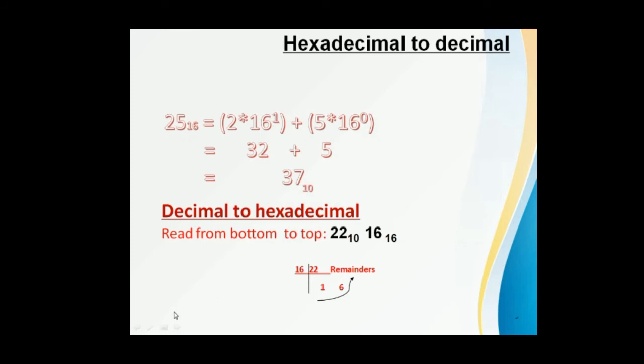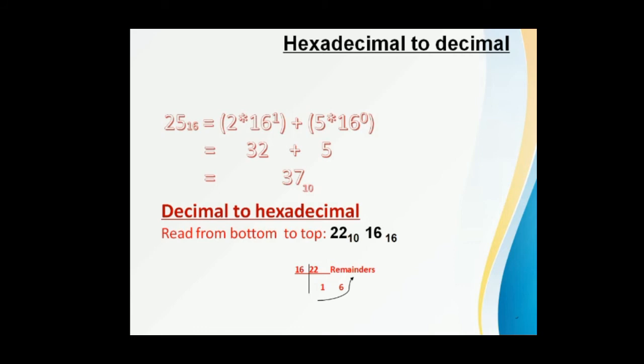To convert a hexadecimal number to decimal, for example 25 base 16, we have to multiply 2 into 16 to the power of 1 plus 5 into 16 to the power of 0. The answer will be 37. To convert decimal to hexadecimal, we have to divide the number by 16. The answer will be 22 base 10 is equal to 16 base 16.